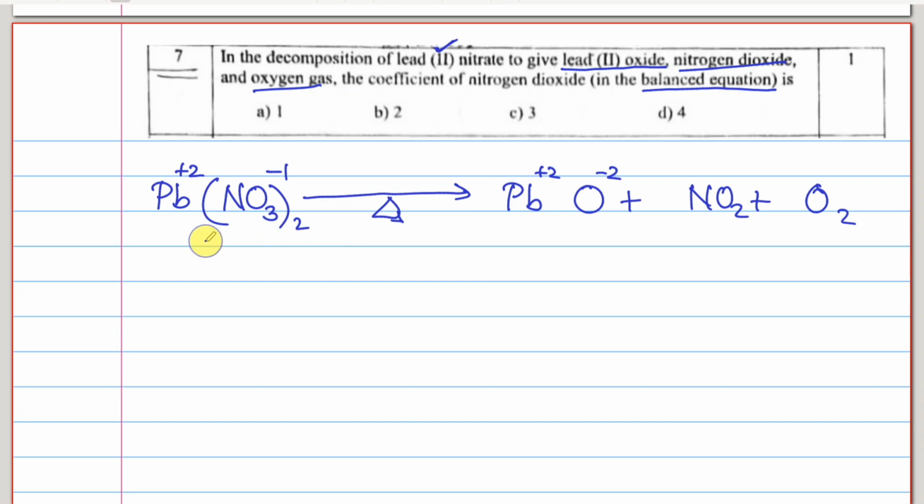So let us look at Pb. Pb is already balanced. What about nitrogen? Nitrogen, we have 2 nitrogens. So we might have to use 2 here. Let us look at oxygens for now. Oxygens, we have 3 to the 6 oxygens.